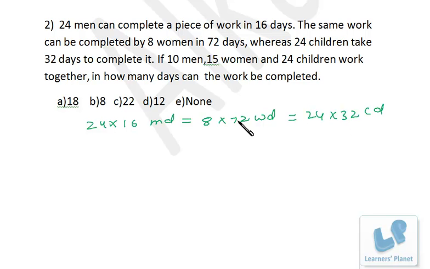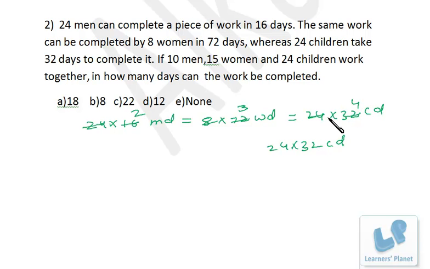Right? Never ever multiply the figures because it will be unnecessarily time consuming and you don't need that actually. I just simplify that. 24, 3 and that's 24, 8, 2 and 4. Right? That means 2 men are equal to 3 women are equal to 4 children. Right? Now what is the simplest method to solve the problem? You convert men and women to children. Now our work is of 24 into 32 children days.